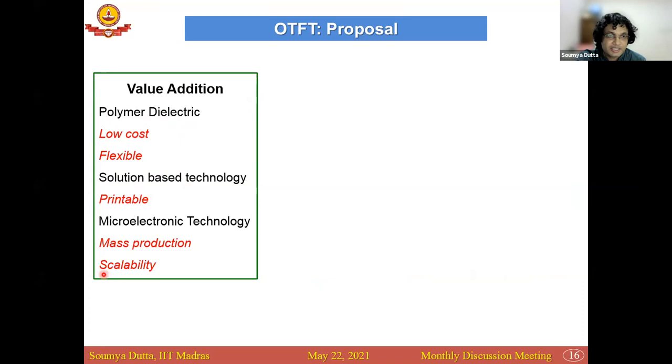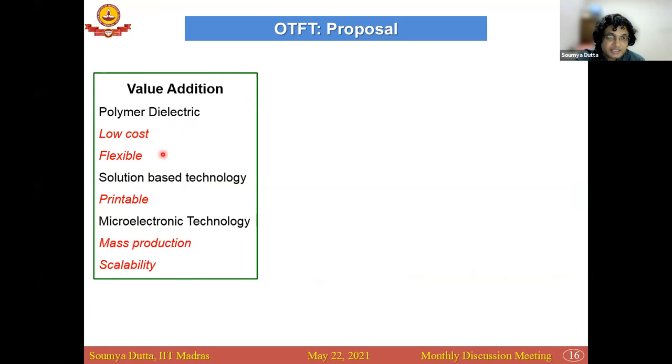Now, again, we need to have the microelectronic technology, which is normally used for silicon CMOS technology. We know that this is a very reproducible technology. It can have scalability, mass production, all these things. But combining these two is a big challenge.